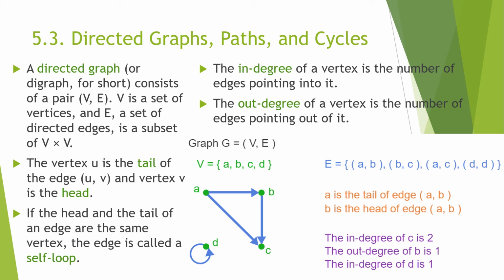So in this edge, A is called the tail, B is called the head. Okay, and the indegree of C is 2 because C is the head of these two edges, B to C and A to C. The outdegree of B is 1 because there's only one edge going out of B. And the indegree of D is also 1 because there's only one edge pointing to D.